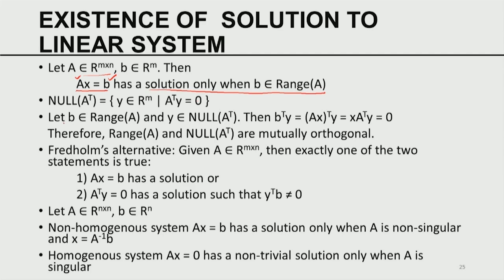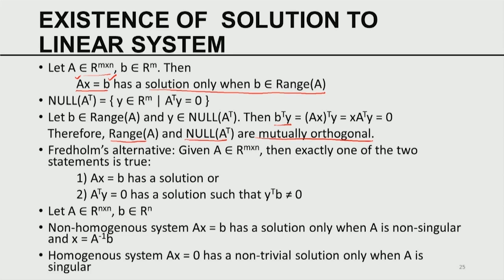So if B belongs to the range of A and Y belongs to the null space of A transpose, then B transpose Y is (AX) transpose Y, which is X transpose A transpose Y, equal to 0. That is a property that follows from the fact that Y belongs to the null space. So what does this tell you? This is the inner product of two vectors, one from the range, another from the null space. The inner product of two vectors being 0 means orthogonality. So this essentially tells you the range of A and the null space are mutually orthogonal.